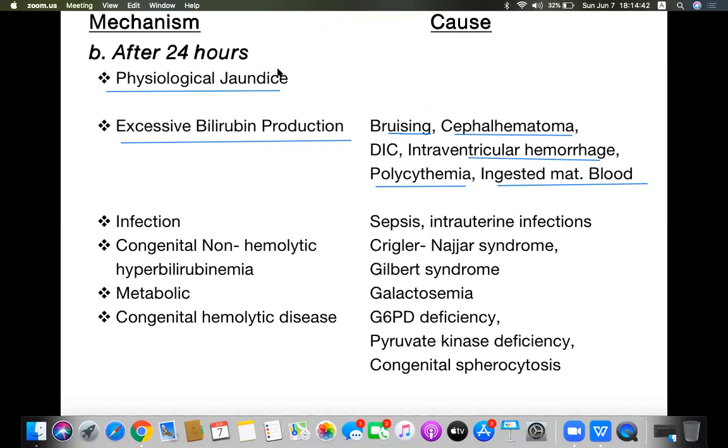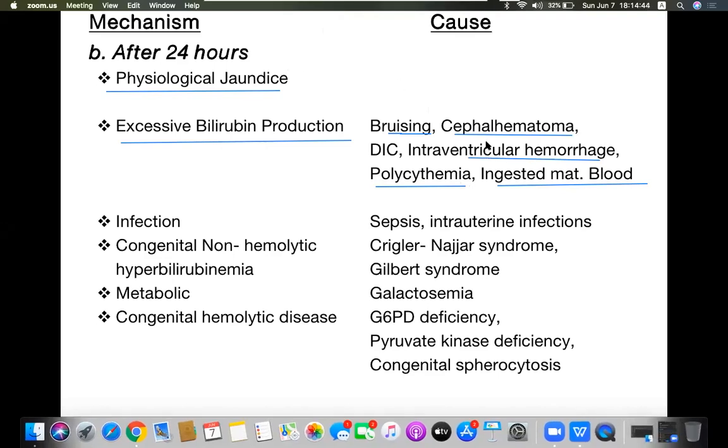Okay, fine. See there. So ingested maternal blood also can produce excessive bilirubin. So these are some of the causes. Now, the third one may be infection. The same TORCH group of infection may lead to jaundice, and sepsis. This is sepsis after birth, which also leads to neonatal jaundice after 24 hours.